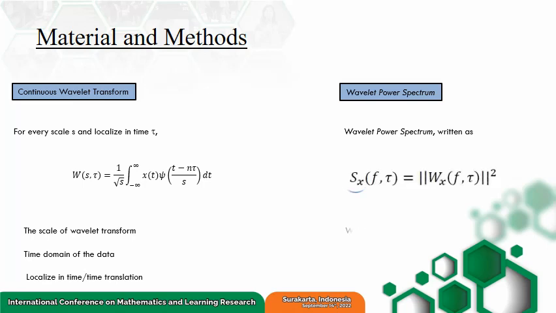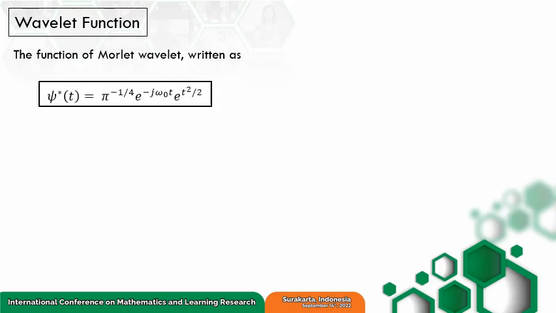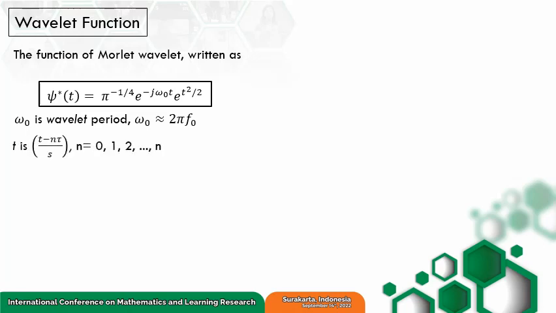written as Sx is wavelet power spectrum and Vx is continuous wavelet transform. Wavelet function: the Morlet wavelet function is written as, where omega 0 is the wavelet period and t is time translation.